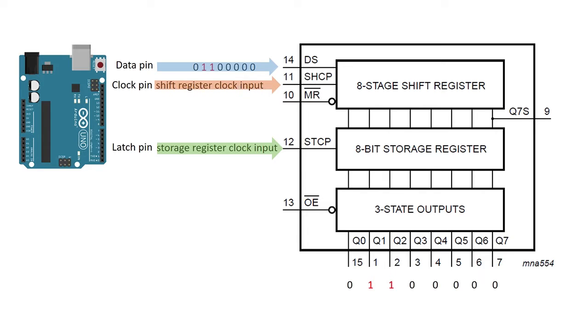After all the 8 bits have been saved in the shift register, we need to make a rising edge of the storage register clock pin, aka the latch pin. By doing this, we actually copy the data from the shift register to the storage register. Finally, ground the OE pin to enable output, then we can get our 8-bit data in parallel. The MR pin is called master reset pin, and it is active low, so it should be set to high since we don't want to reset anything.